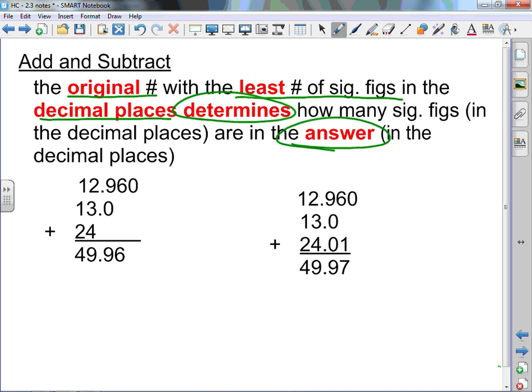12.960, 13.0, and 24. We add those numbers together on a calculator and we get 49.96. What do we round to? Well, what's our weakest measurement? That one has 5 significant figures based upon the rules. This one has 3. This one has 2. And again, we're talking about adding and subtracting, so we're looking at the decimal places. So we're not just looking at the whole number. We can look one step further and say, well, yeah, there's only 2, and oh, by the way, there are 0 in the decimal places.